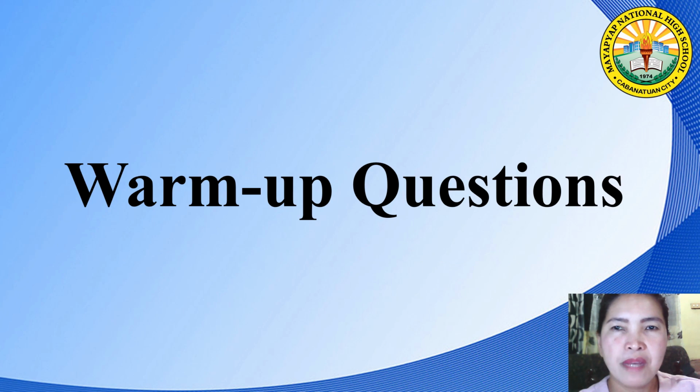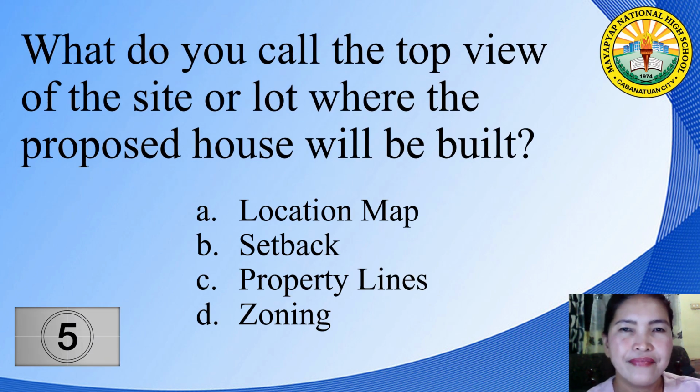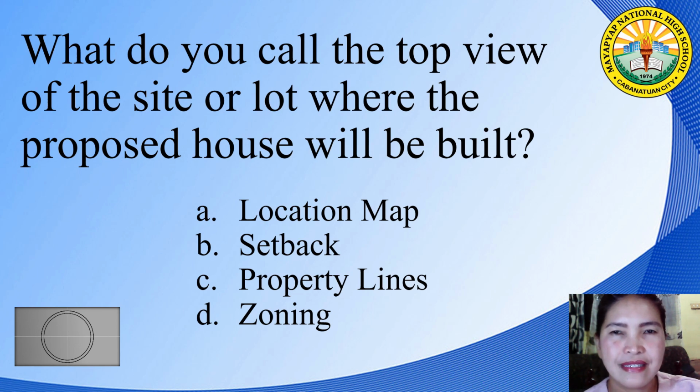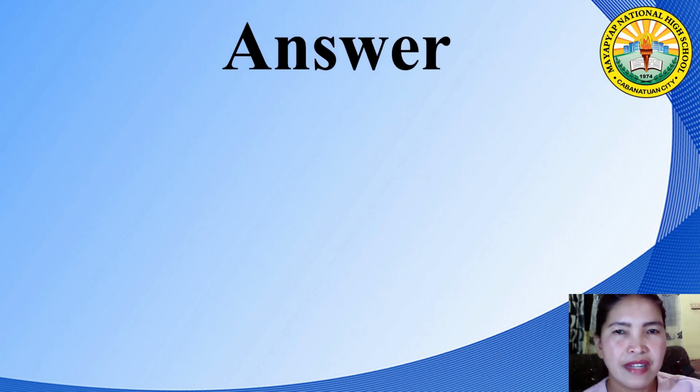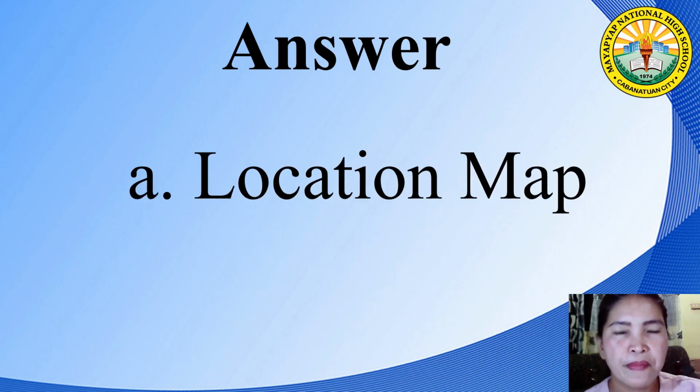Before the lesson, let's have some warm-up questions. I have here questions for you to answer. The first is, what do you call the top view of the site or lot where the proposed house will be built? A. Location map. B. Setback. C. Property lines. Or D. Zoning. Timer starts now. What do you think is the answer? And the answer is A. Location map.